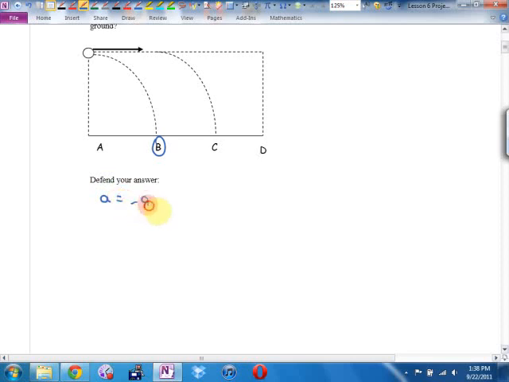A equals negative 9.8 meters per second squared, down, immediately.